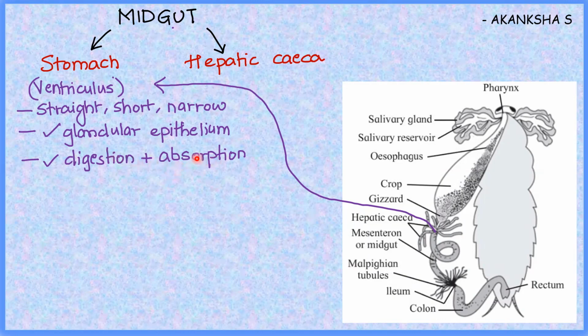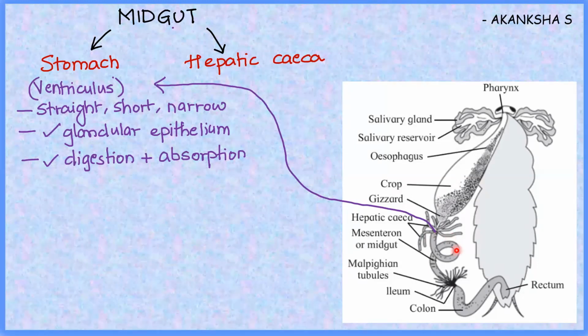Here, both the functions are done by the stomach itself. Okay, so there is no intestine over here. Both the work of digestion and absorption are carried out by the ventriculus. There is something called glandular epithelium over here in the stomach, which helps in secretion of digestive juices.